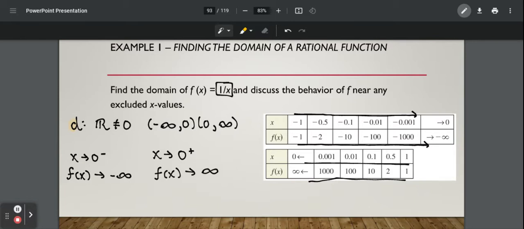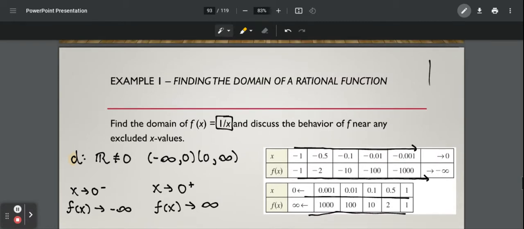And hopefully you were thinking about your graph of 1 over x that looks like this. Graphically, what we're talking about here is that as x is approaching 0 from the left, our y values are going to negative infinity, and as we're approaching 0 from the right, our y values are going back up to positive infinity.